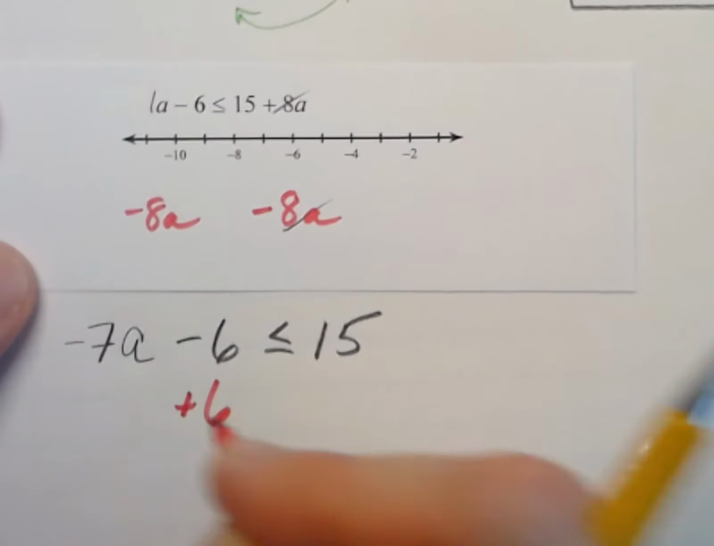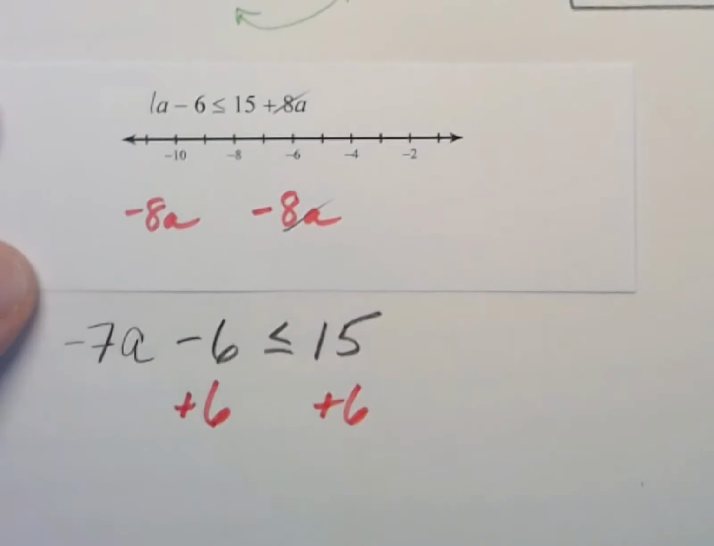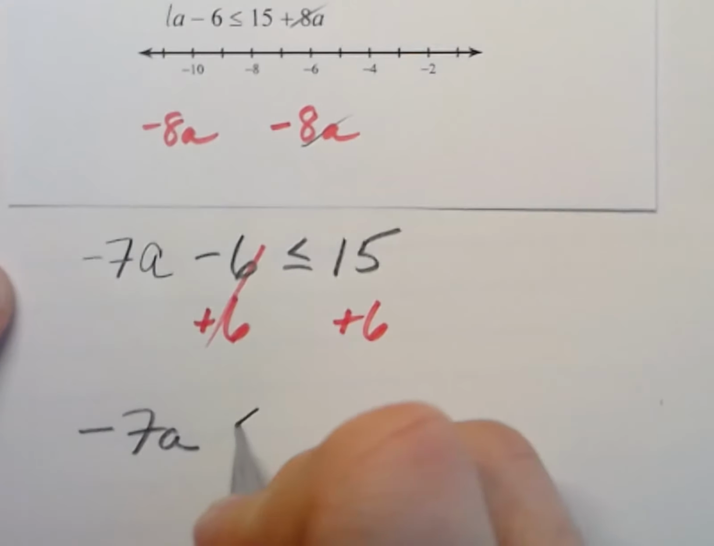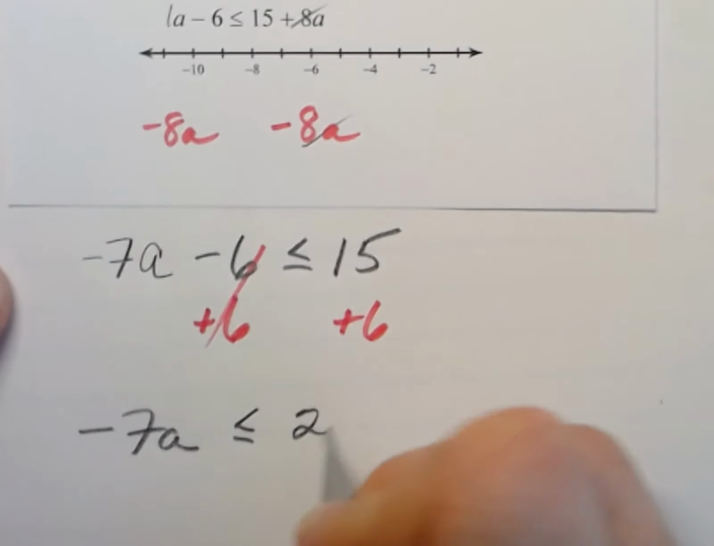Now we're going to add 6 because I'm trying to get rid of everything else. So I have minus 7a. I'm not flipping this, and 15 plus 6 is 21.